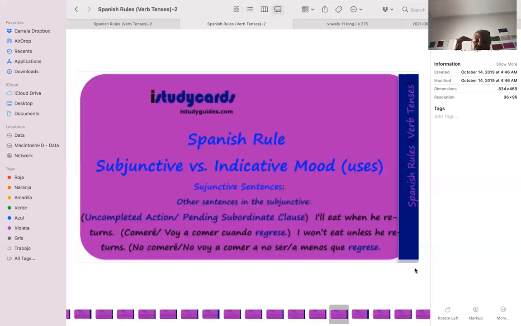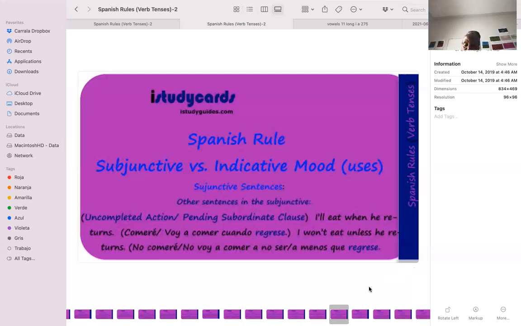Now in Spanish, you use a different mood. The tense is the same. It's the present, but it's not the present indicative. It's the present subjunctive. Once again, if this is confusing, don't worry about it. Like I said, I made the first shot over the bow. I'm letting you know about the subjunctive and all the different ways it's used in Spanish.